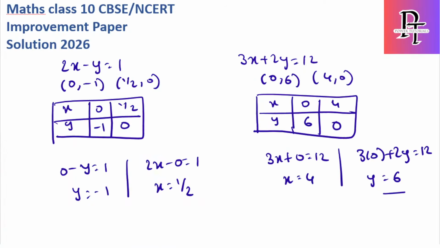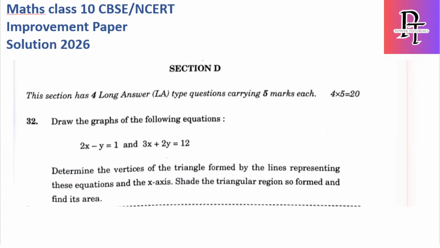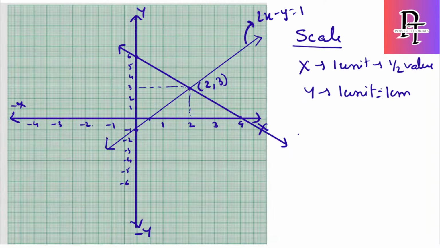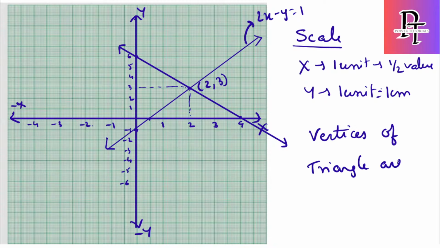They're asking to determine the vertices of the triangle formed. Vertices of the triangle are, what are the vertices? We have 2 comma 3, 4 comma 0, and on the left side it is 1 by 2 comma 0. So these are the vertices of the triangle.